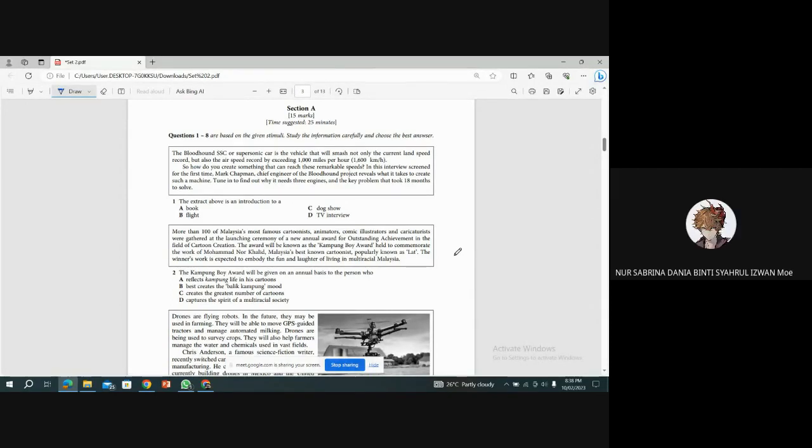The Bloodhound SSC or supersonic car is the vehicle that will smash not only the current land speed record but also the airspeed record by exceeding 1,000 miles per hour, 1,600 km per hour. So how do you create something that can reach these remarkable speeds? In this interview screen for the first time, Mark Chapman, chief engineer of the Bloodhound project, reveals what it takes to create such a machine. Tune in to find out why it needs engines and the key problem that took 18 months to solve.